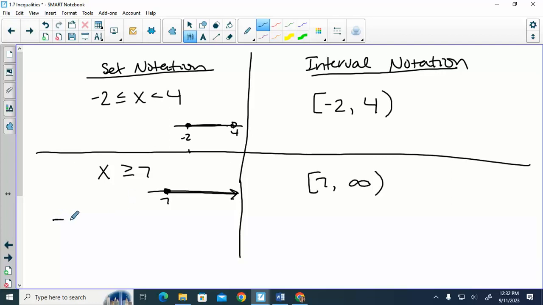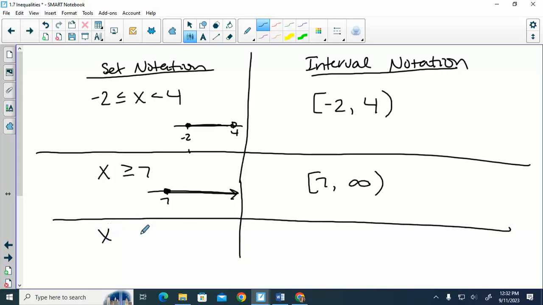So if I said x is less than 1, that would have been an open circle at 1, going to the left. In interval notation, left to right, it's going forever in the negative direction. We call that negative infinity. Comma, where does it stop? And would that get a parenthesis or a bracket?